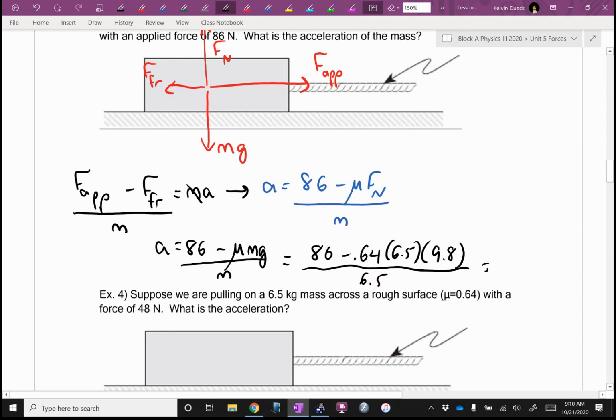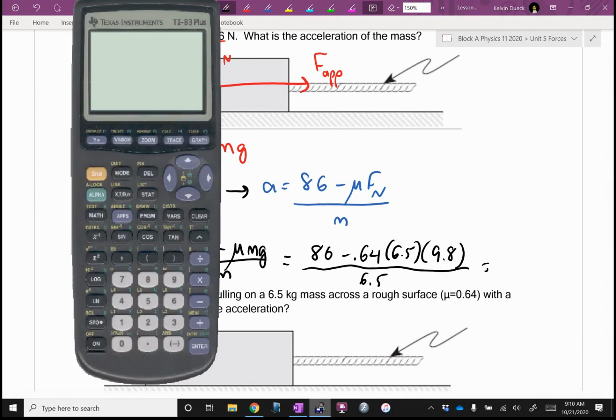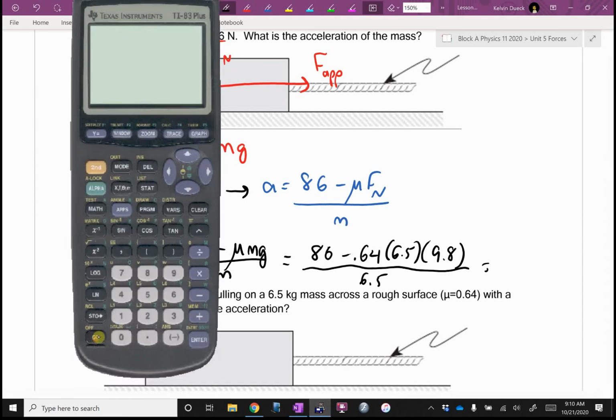6.5. Is this a fraction? Is there more than one thing on the top? Brackets around the top or your fraction button? Is there more than one thing on the bottom? Don't need brackets around the bottom. I would consider this about a C or C plus level of typing in your calculator. So I would strongly encourage all of you to try typing this in.